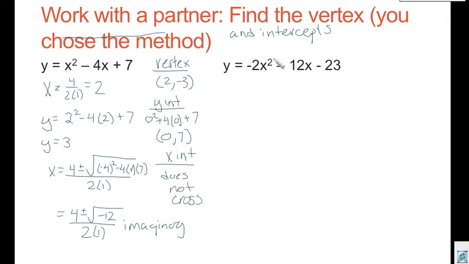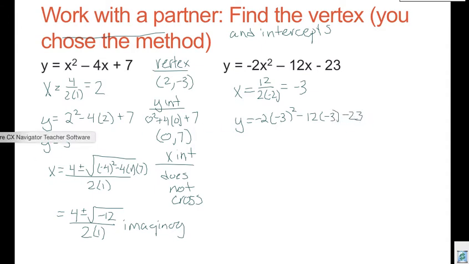So for the second one, let's see if we can find the vertex. x equals the opposite of b over 2 times negative 2. So we have negative 3. So y equals negative 2 times negative 3 squared, minus 12 times negative 3, minus 23. Let's see, 9, negative 18, right? 9, negative 18 plus 36 minus 23. So 18 minus 23 is negative 5. So our vertex is negative 3, negative 5.